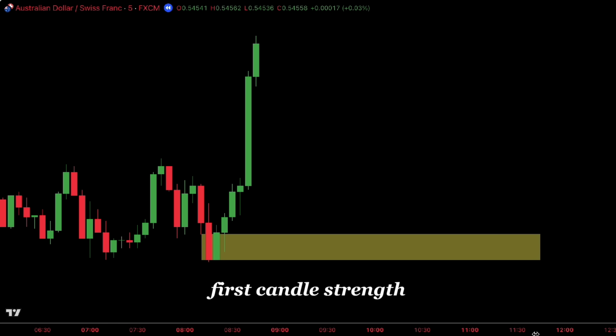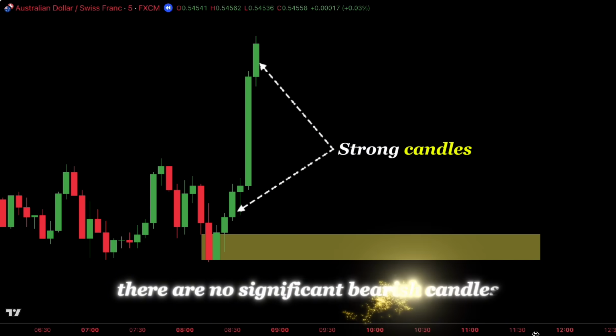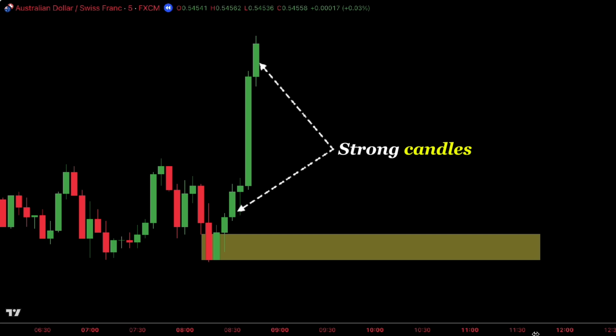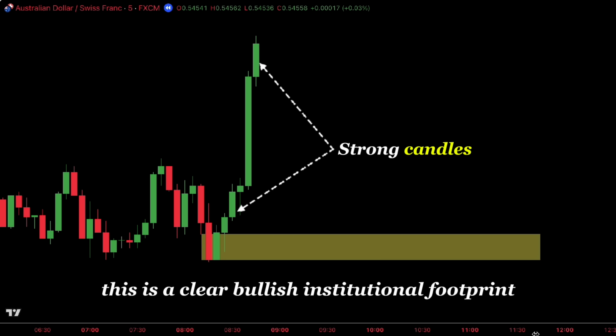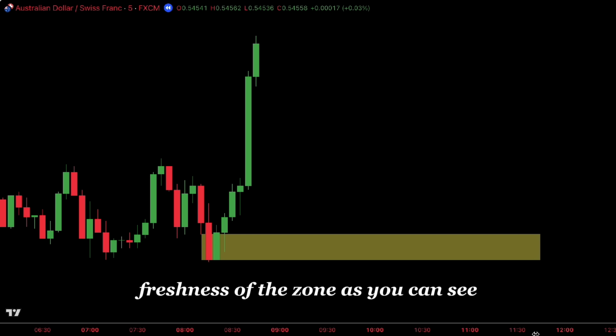First, candle strength. As you can see, the candles are large, clean, and moving in one direction. This shows strong buying pressure. There are no significant bearish candles, which means sellers are not in control. This is a clear, bullish institutional footprint. But this alone is not enough. Let's move to the second filter, freshness of the zone.